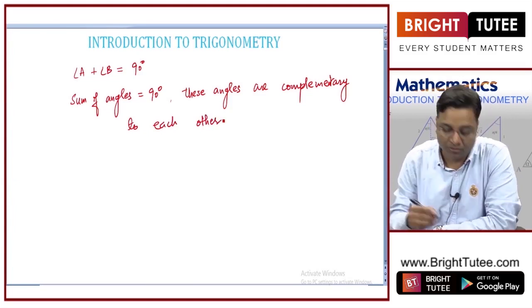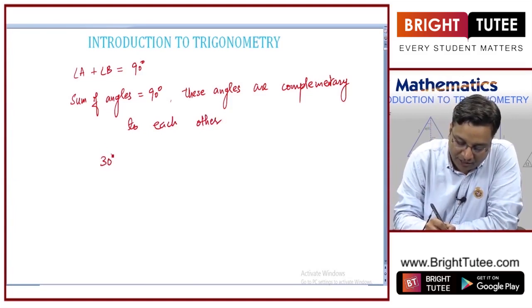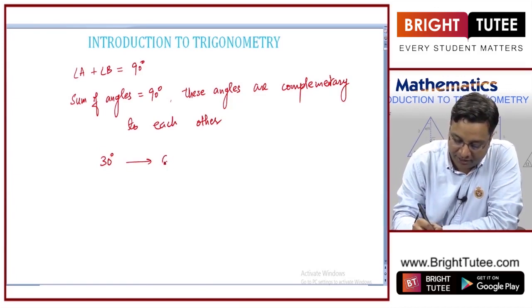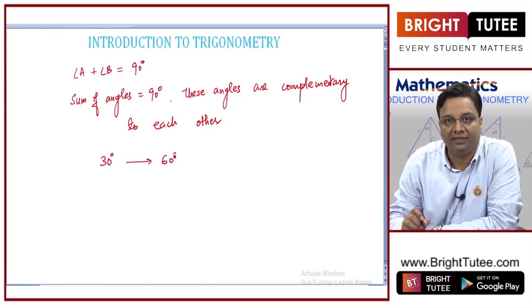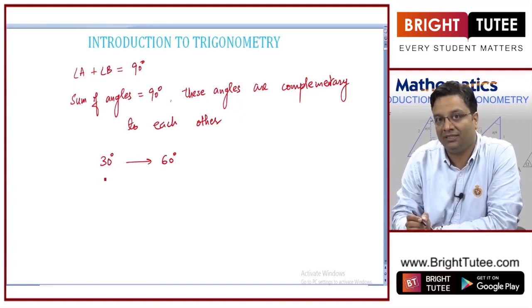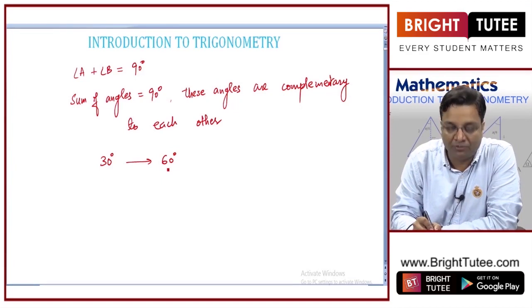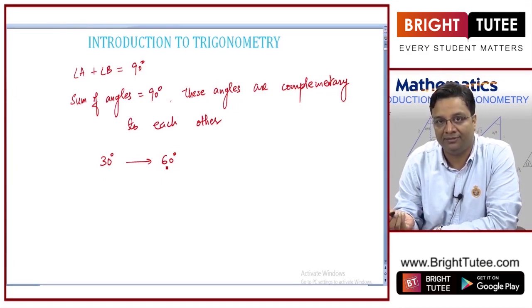So if I give you an angle 30 degrees, what is its complementary angle? You will say 60 degrees, right? Because 30 degrees plus 60 degrees is equal to 90 degrees. And if I ask you the complementary angle of 60 degrees, you will say 30 degrees.